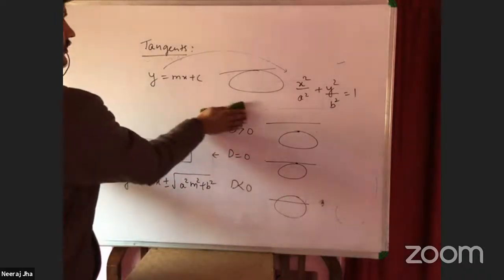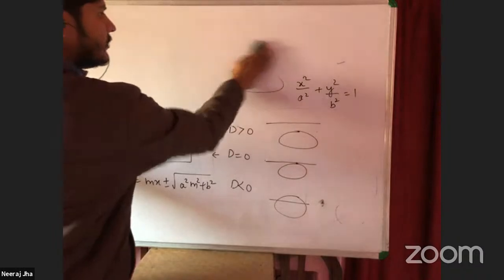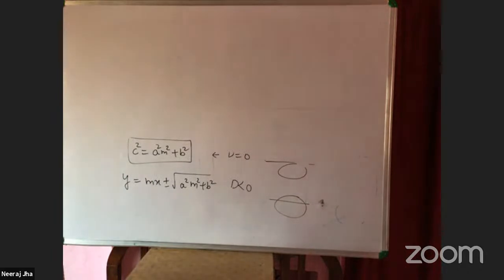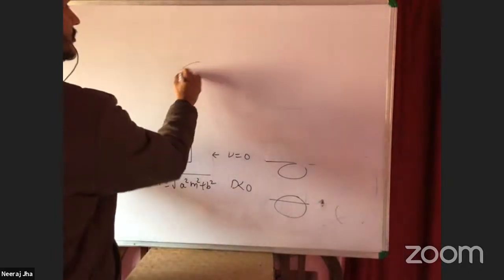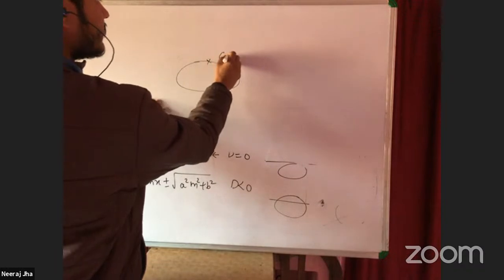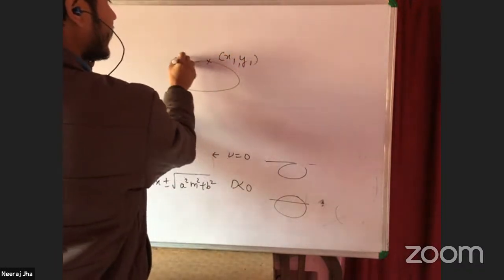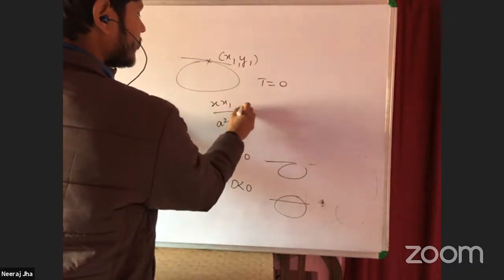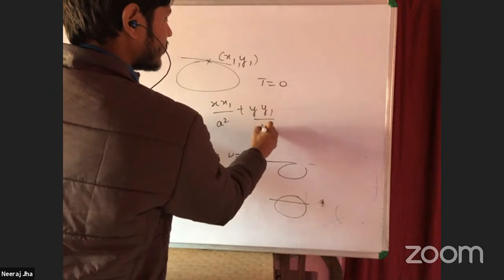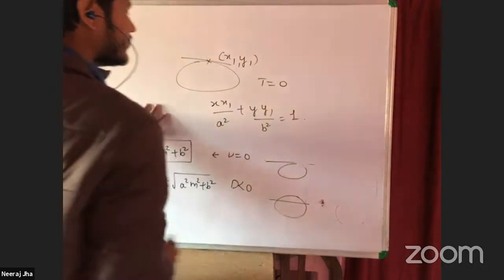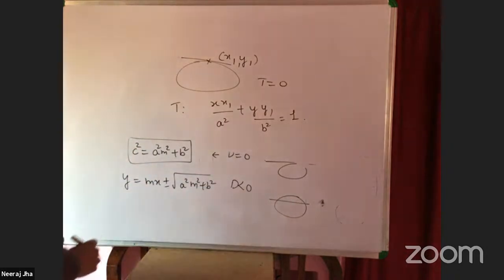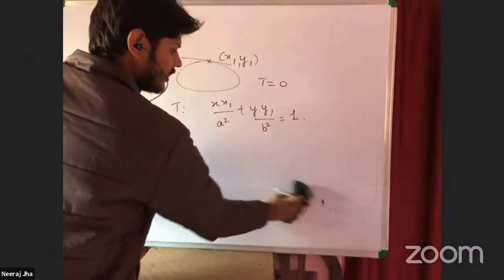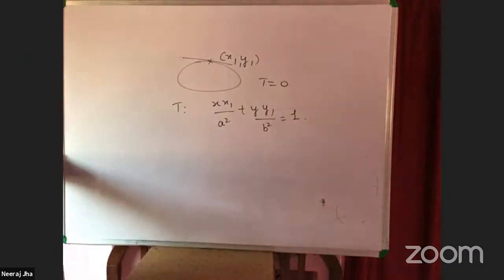Next, if you have any point on the ellipse, let it be x1 comma y1, then the tangent's equation will be T is equal to 0. That is x x1 upon a square plus y y1 upon b square is equal to 1. This is the equation of tangent at a particular point. I have already discussed these things in circle.